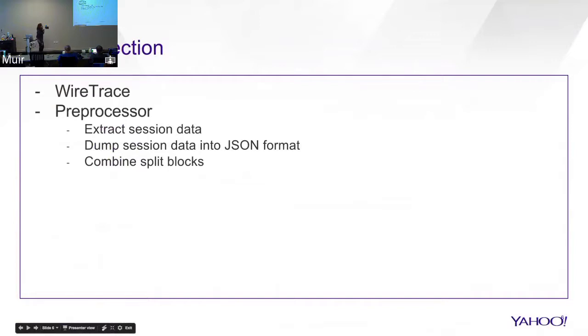Oh, okay. Then I extended the preprocessor so that I can have IPv4 and IPv6, and I also try to combine the split packages. What happens is that the request blocks can be split across multiple trace blocks, which is a problem. And we also have weird data, mostly body data, that gets pulled into the session format, thus invalidating the session data. So I fixed that, and of course, it can dump the session data into JSON format.